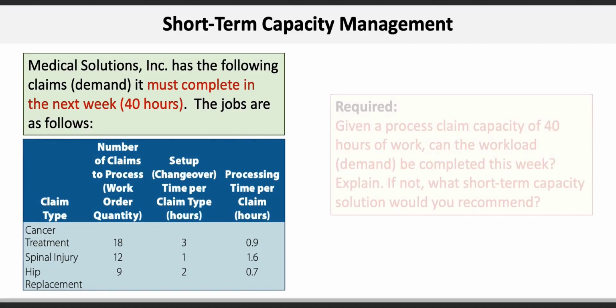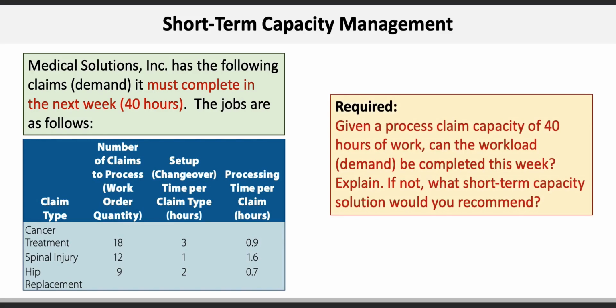The requirement for this problem is, given a process claim capacity of 40 hours of work, can the workload or demand be completed in the week? If not, what short-term capacity solution would you recommend? This problem is related to work order capacity, where all of the claims of the same type are processed together.